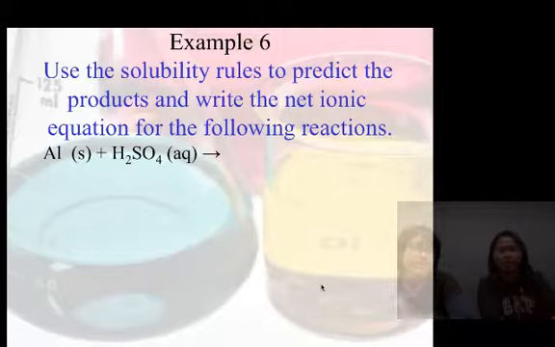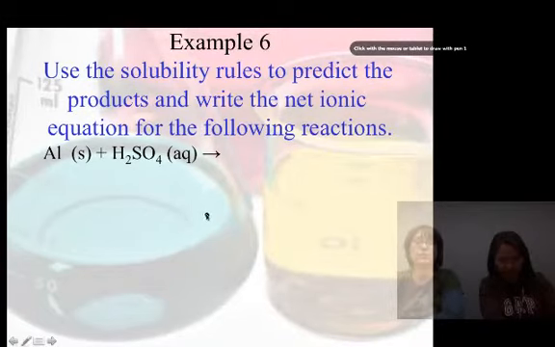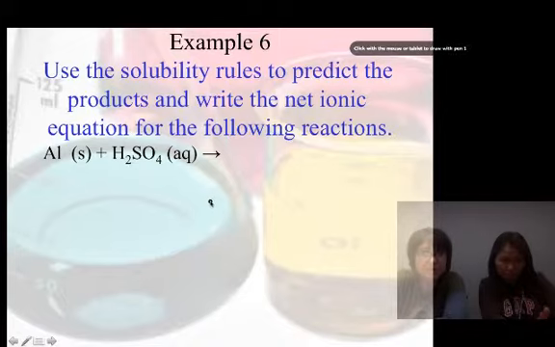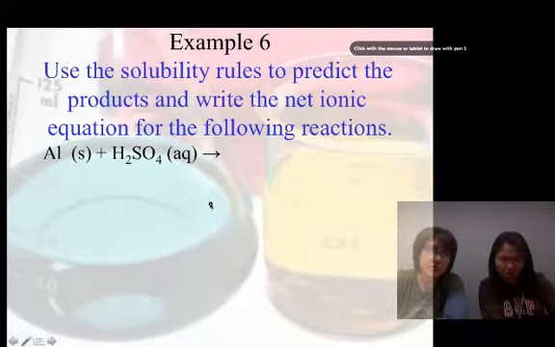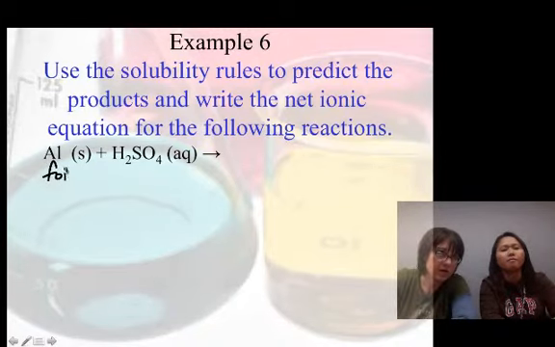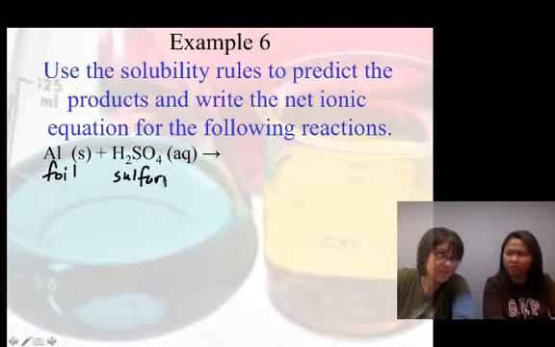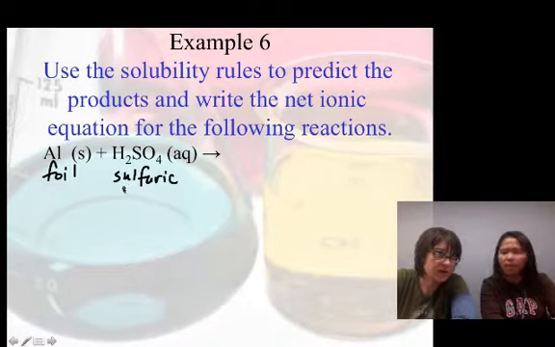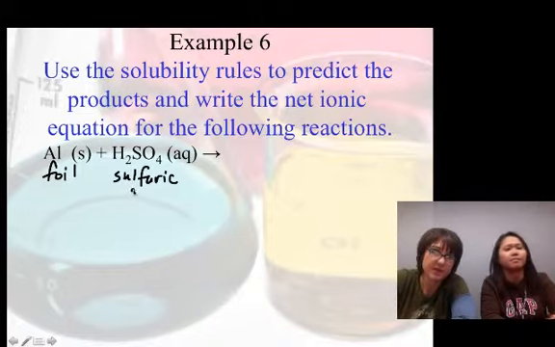Oh dear. You suppose we could do this one still? Aluminum plus H2SO4. Is there something missing in there? No. Ooh, this one's going to be hard though. Suppose that you took aluminum foil and you put it in sulfuric acid. Didn't we do that? It's not sulfuric acid, right? We put it in copper chloride.